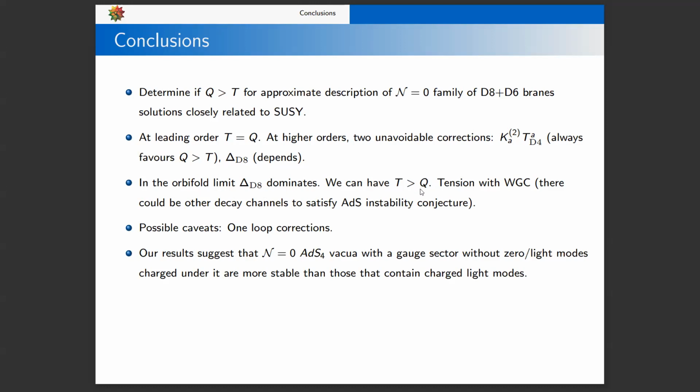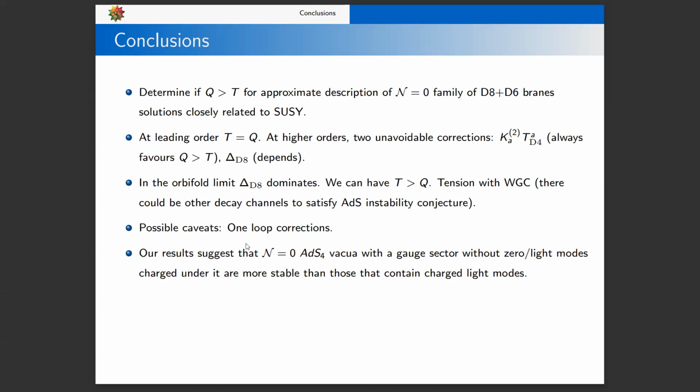These cases correspond to situations in which we have pairs of these D6 planes that do not intersect. So there is a finite distance between them in which open strings can spawn. So we will have massive states that are above the compactification scale of our system. This is in tension with the weak gravity conjecture, but note that it's not in tension a priori with the AdS instability conjecture, since we could find other decay channels like D4 bubble nucleation.